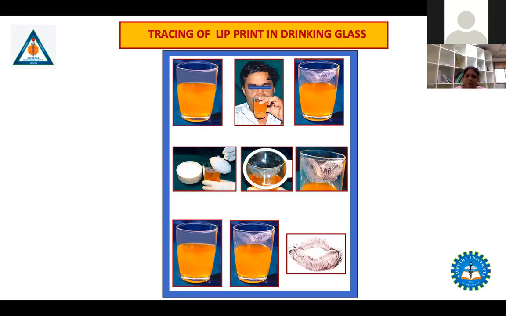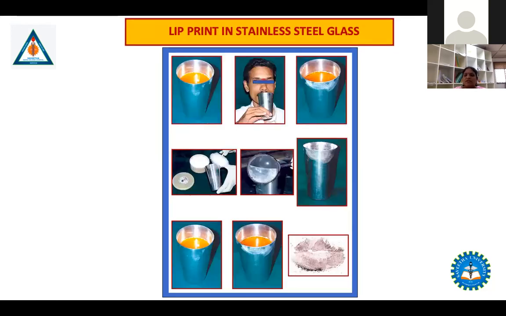But one thing you have to notice here is that the lower lip print was traced accurately. The upper lip print I was not able to lift. And to see whether it can be lifted from other non-biological materials which are not transparent, I continued the tracing of lip prints on stainless steel tumblers. I found that whether the material is transparent or not transparent, we were able to clearly lift the lip prints and compare them with the suspect.